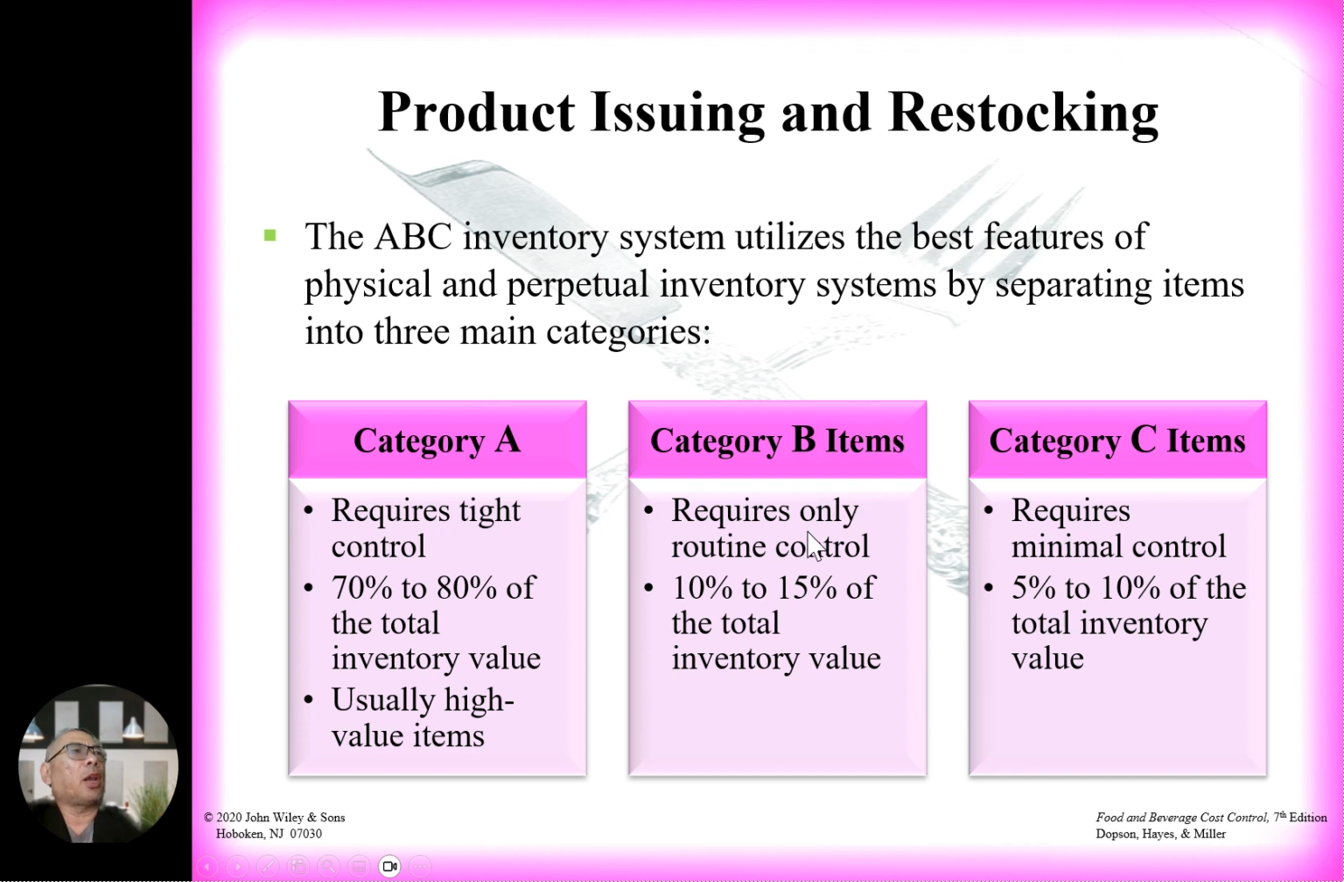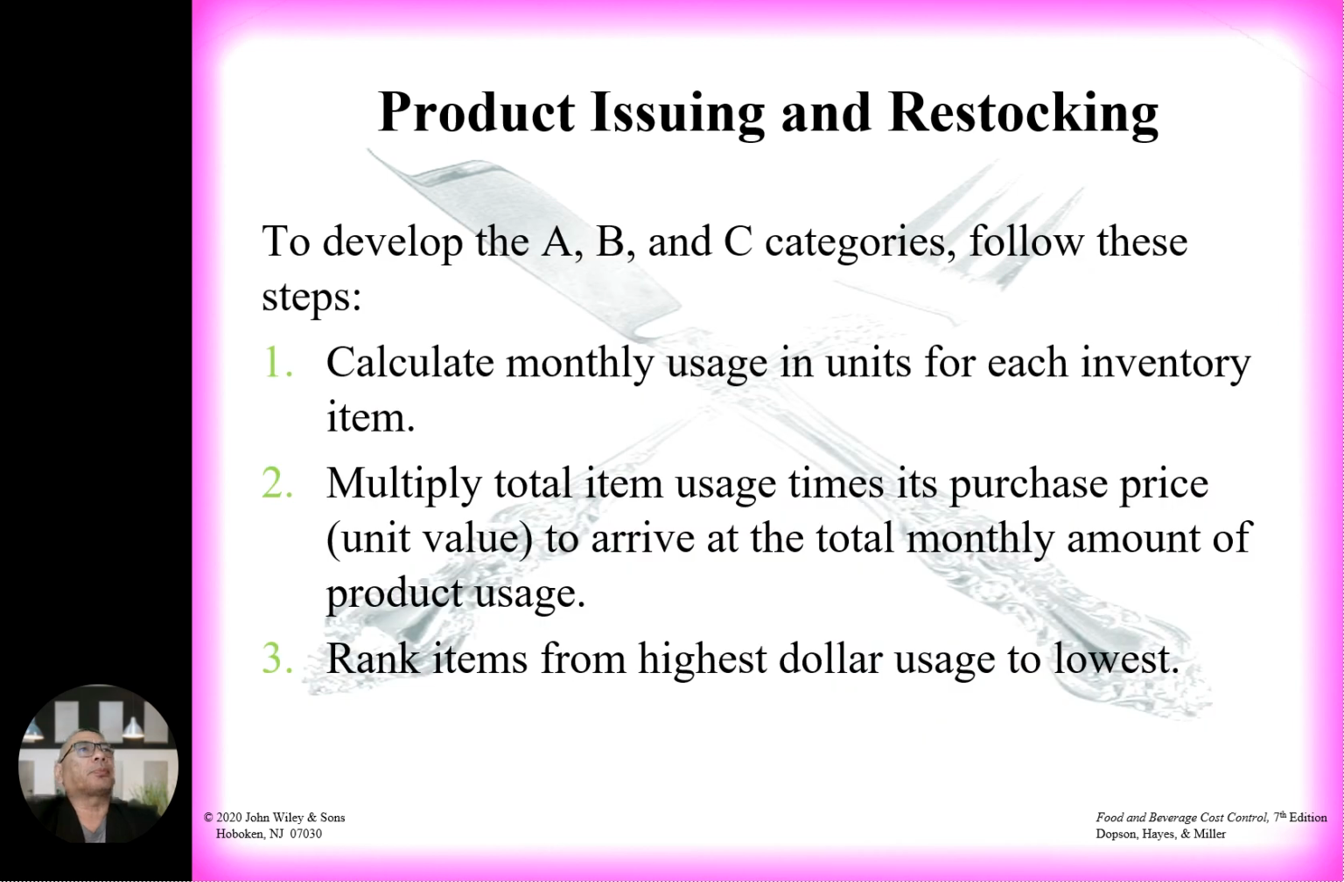Category B requires only routine control, which is 10 to 15% of total inventory value, maybe like toys, something like that. Category C requires minimal control, 5 to 10% of the total inventory value, like water bottles or anything canned or pop. That's one of the things you see if you work in a retail store like Walmart or Target or Costco.